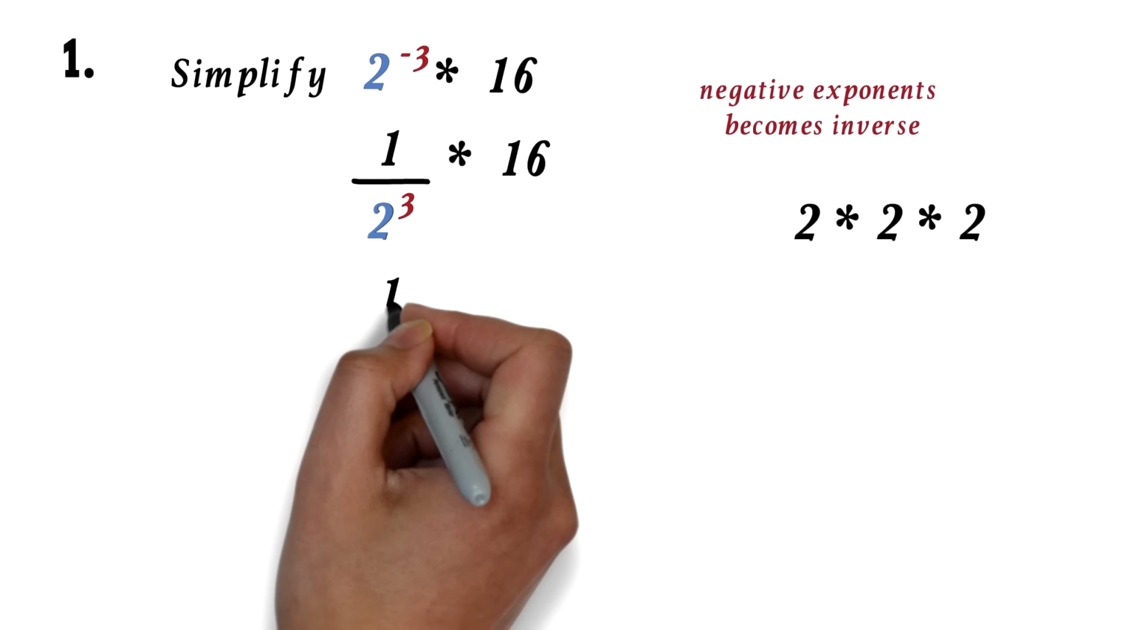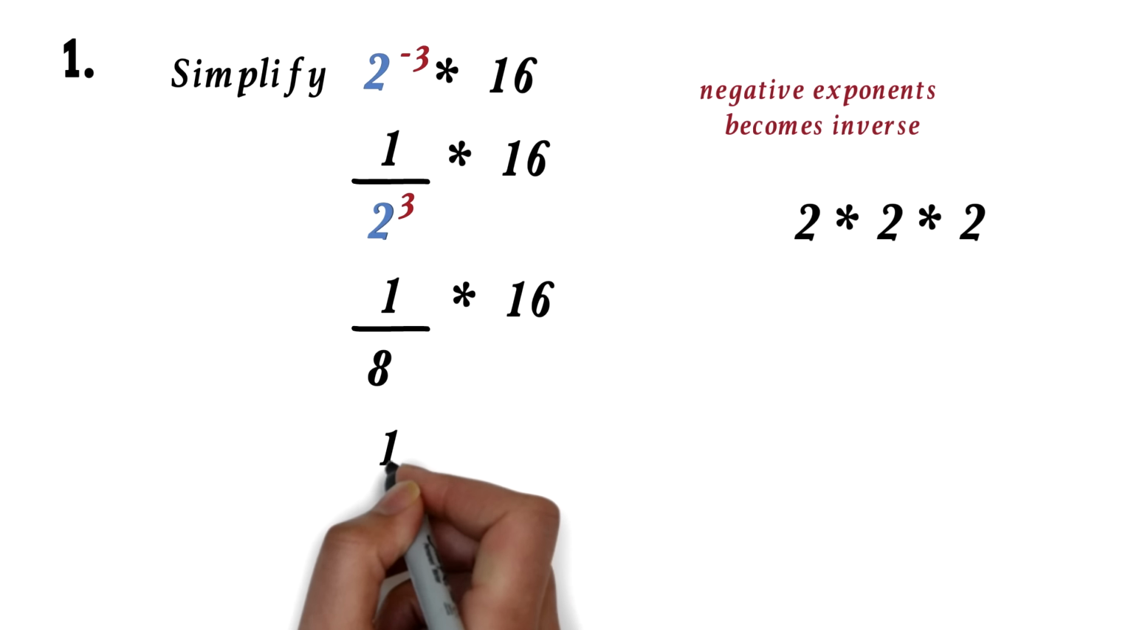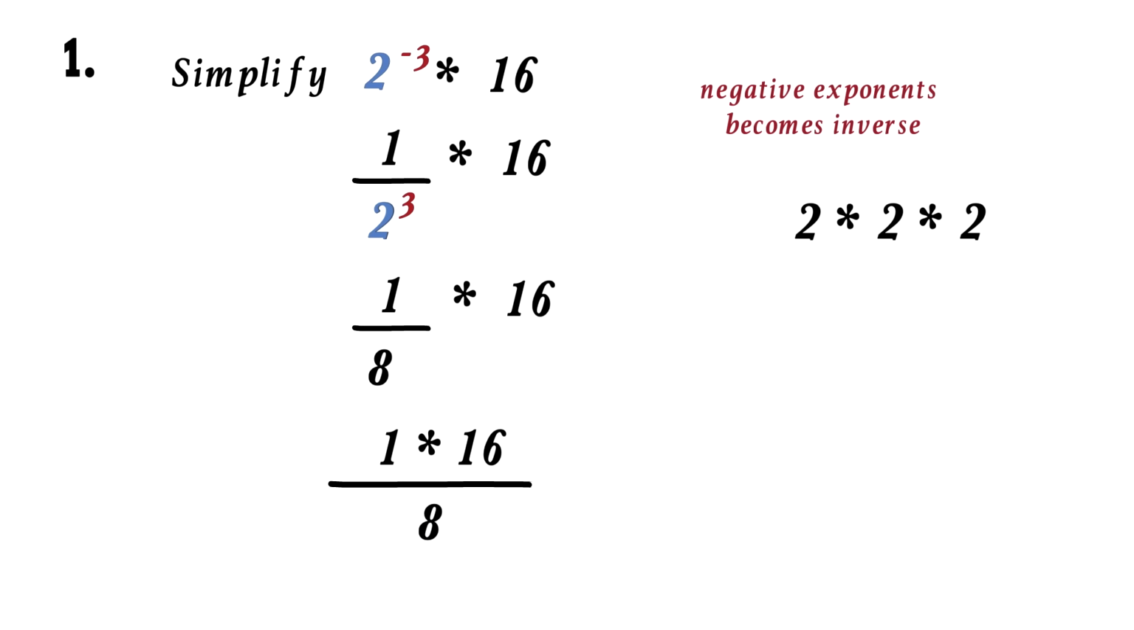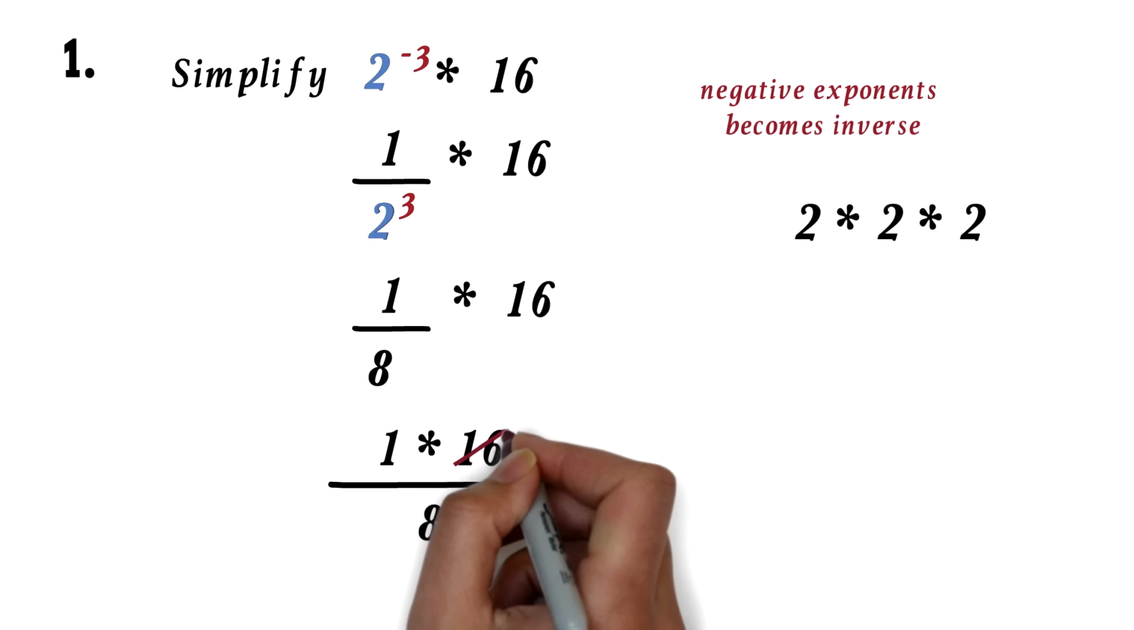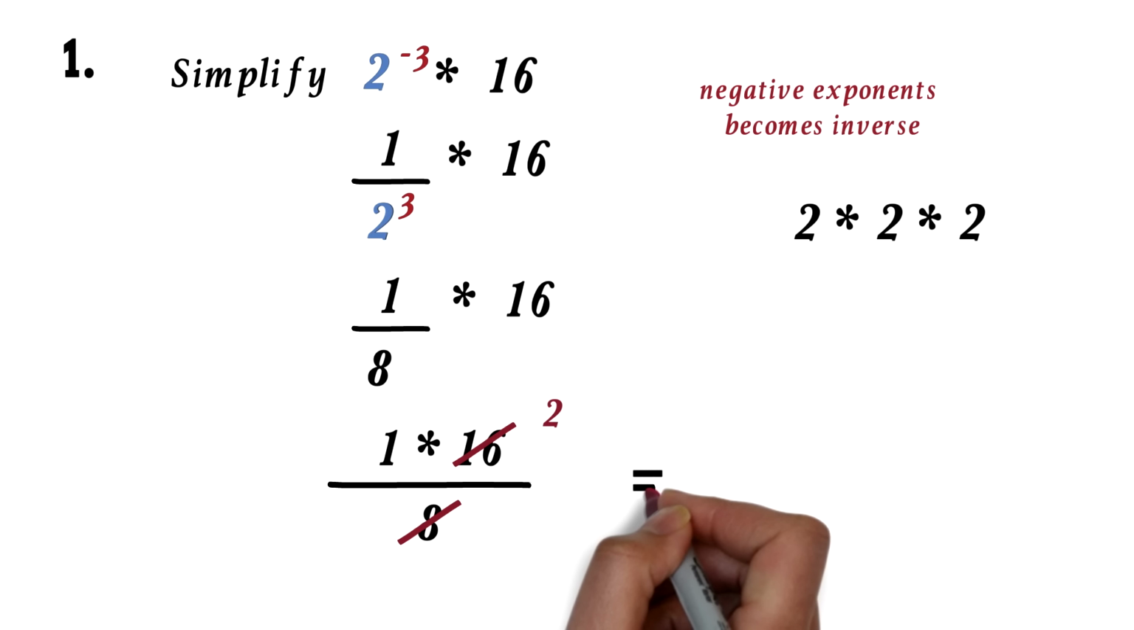So we have 1 over 8 times 16. This can be written as 1 times 16 over 8. 16 divided by 8 is 2. 1 times 2 is 2. So our final answer is 2.